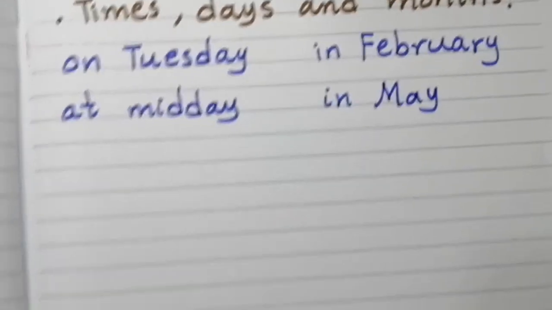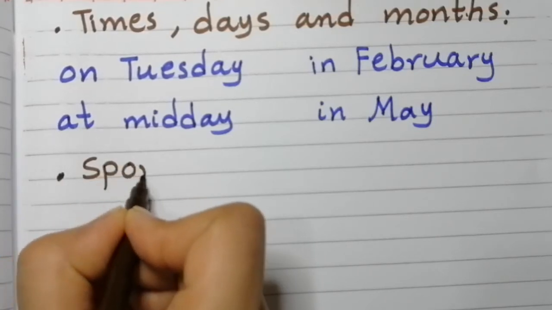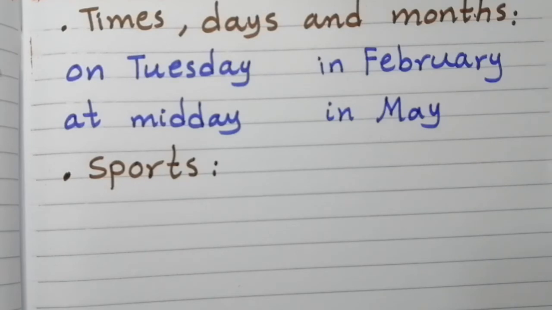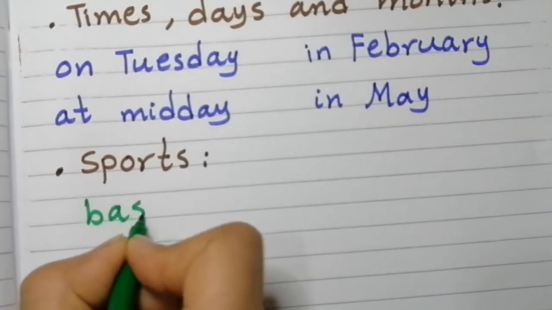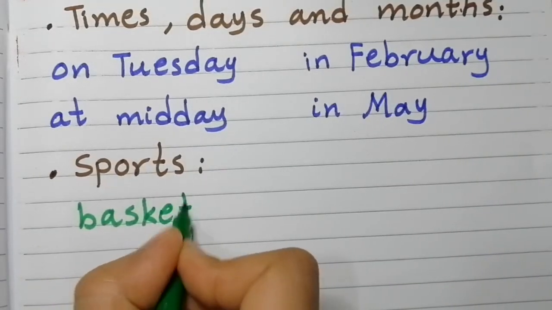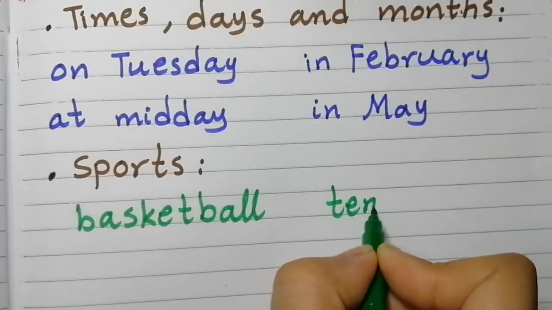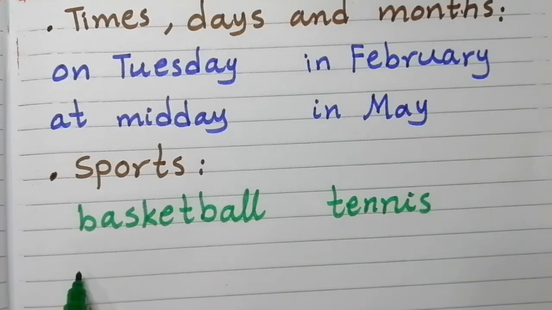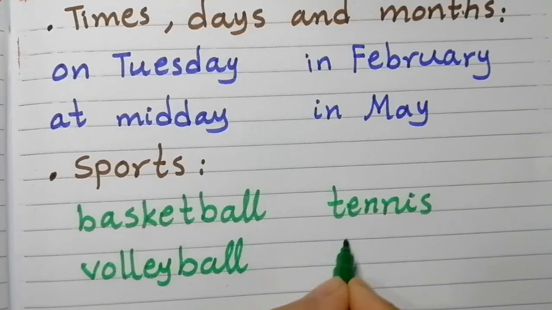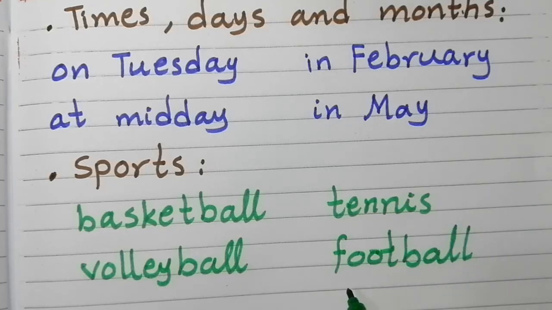Also we do not use "the" with sports. With sports like basketball, we say basketball without the. We do not say the basketball. We say basketball. Basketball, tennis, volleyball, and also we say football without the. So with sports we do not use "the".